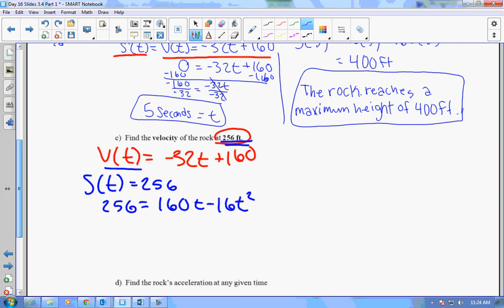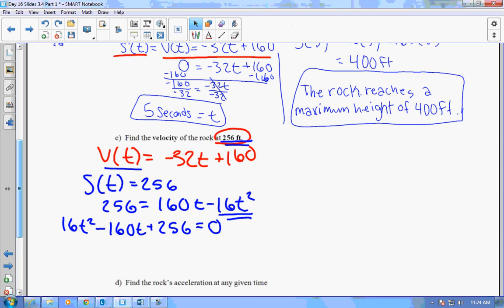This is a quadratic, right? So you can expect how many answers out of this? 2. And how do we set it up for the quadratic? Get 0 on one side. Usually we like this guy to be positive, so I'm going to choose to move everything to the left. So I have 16t squared minus 160t, because I'm subtracting that over to the left, plus 256 equals 0.